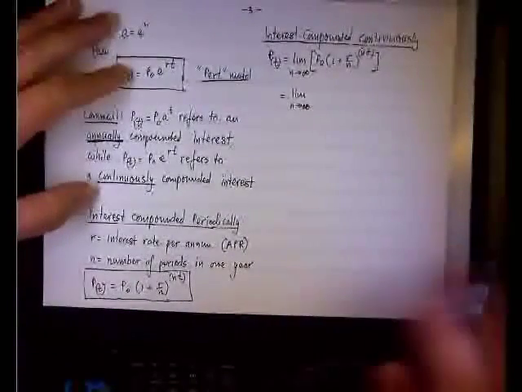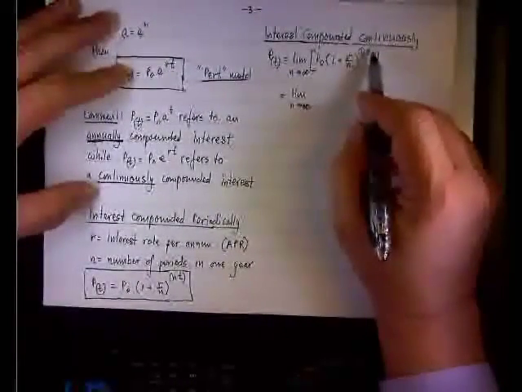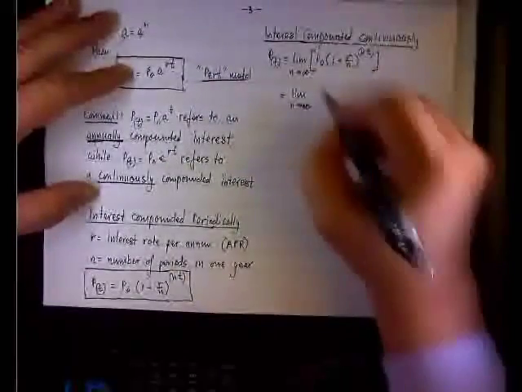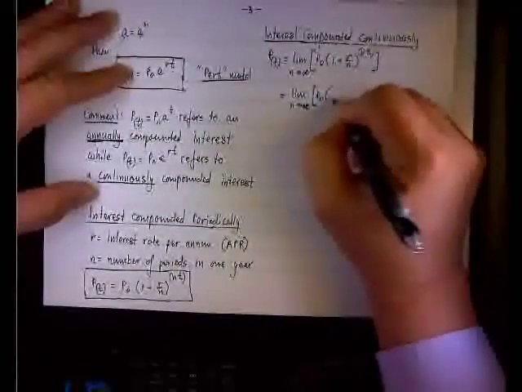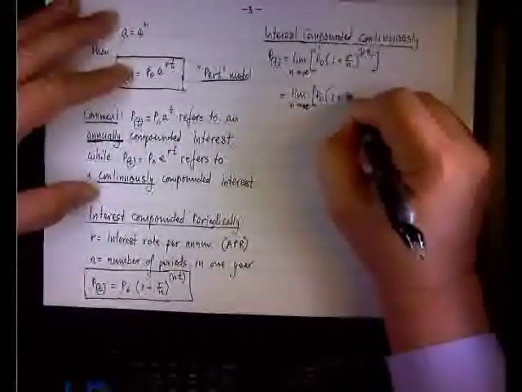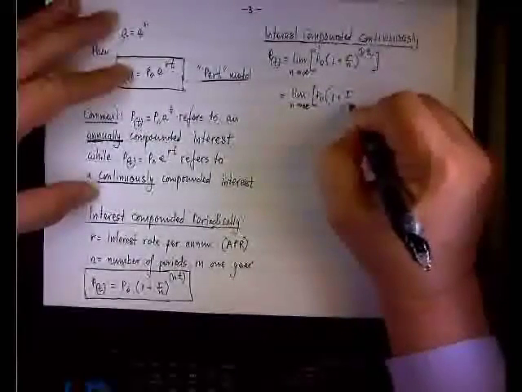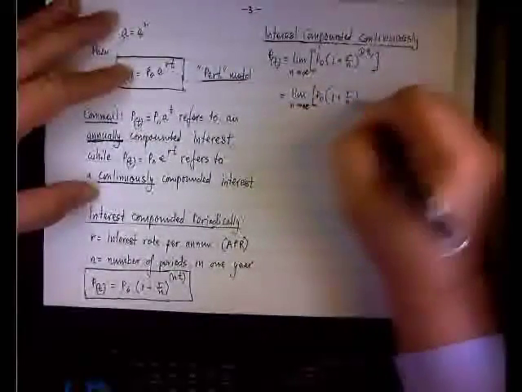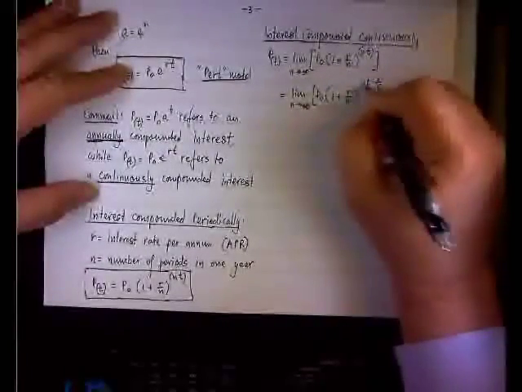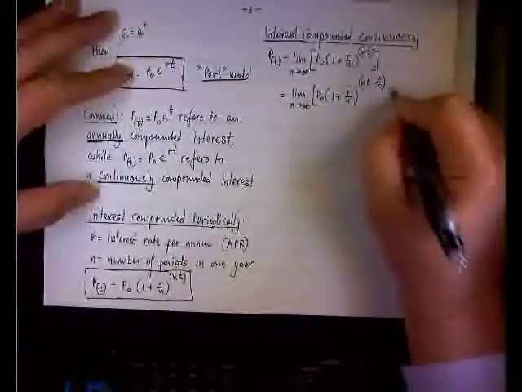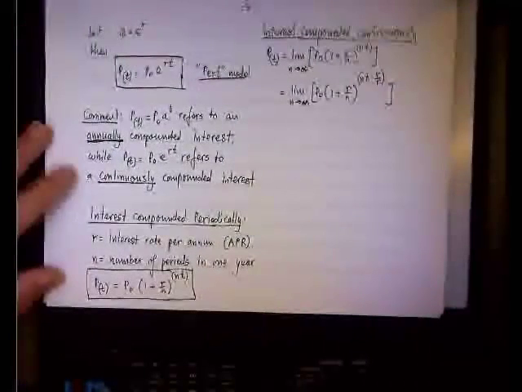So what I'll do, I'll look at the exponent and multiply and divide by r. Everything else I'll keep the same. So I'll have P sub 0 times 1 plus r over n raised to the power of nt, and then I'll multiply and divide by r, like so. Okay?